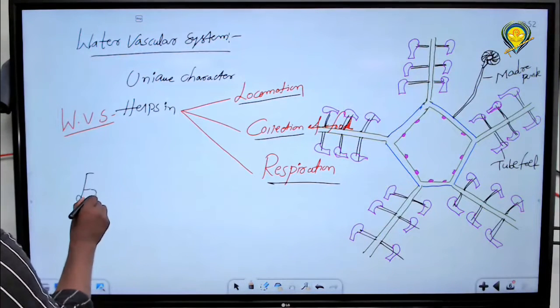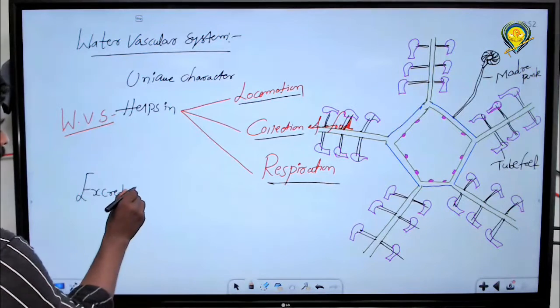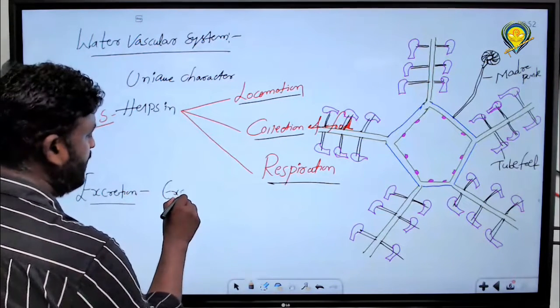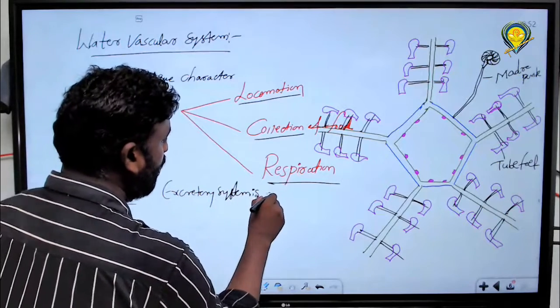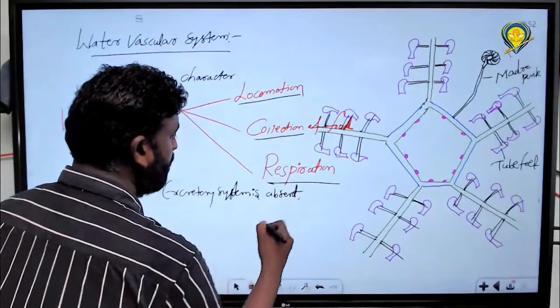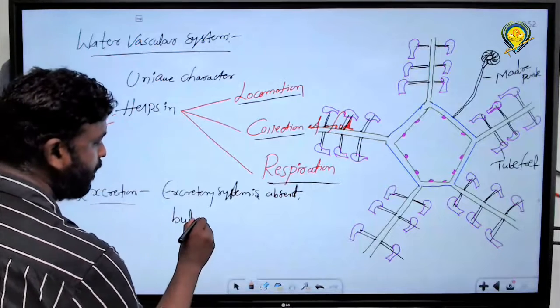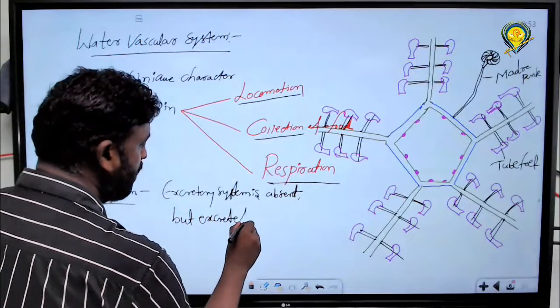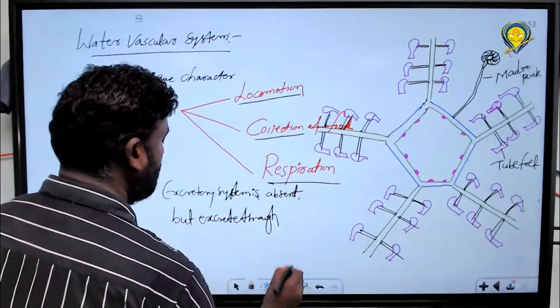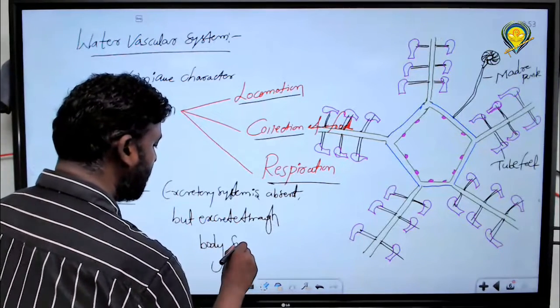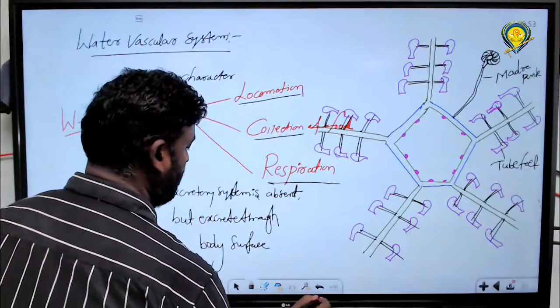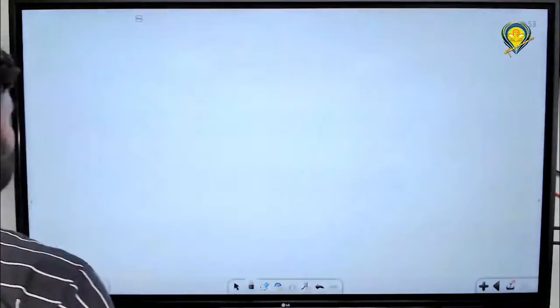Please write it: excretion. Excretory system is absent, right? But they excrete through what? Body surface. Over. Next one. After digestion, respiration, circulation, excretion, next one, the last but one: nervous system.